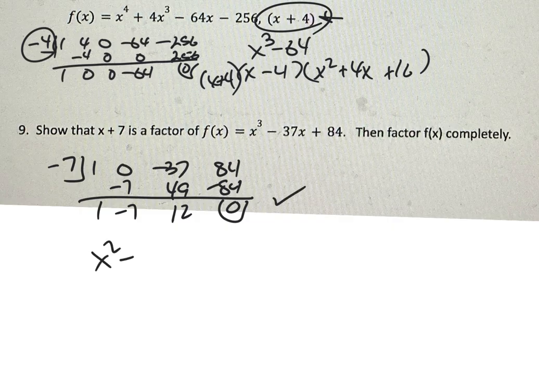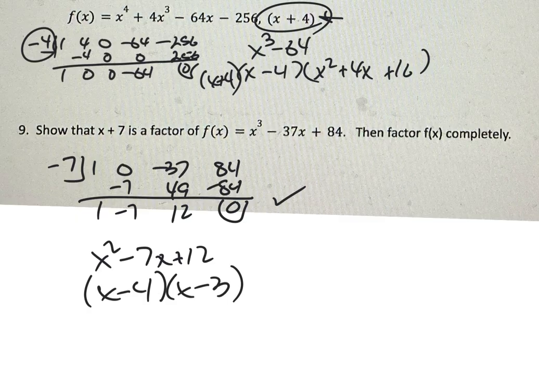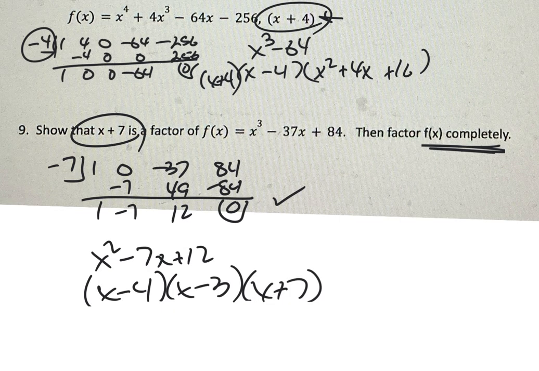First step, see what we have here. I got that. That's an easy factor, I hope. Factors of 12 that give you 7 are 4 and 3. Now, don't forget, I said factor completely. Don't forget your first factor, so I'm going to put the x plus 7 down there with it.